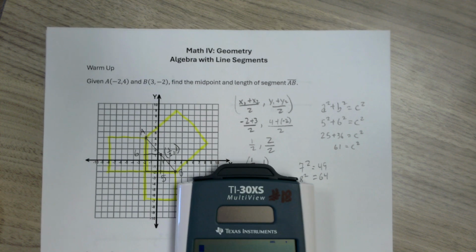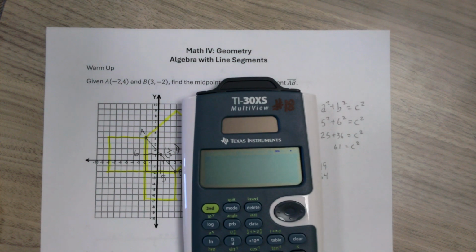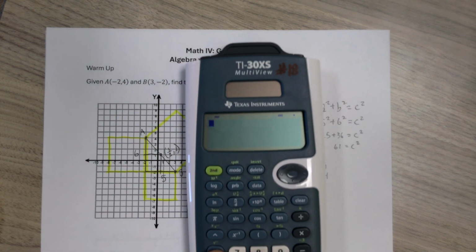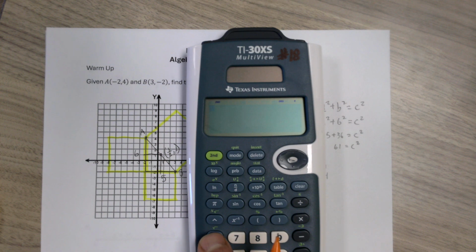So if I use a calculator, I can go ahead and put the square root, so second, and then we'll hit this x squared above it, that's the square root symbol, and we'll put a 61 in there. And so this will give us a number somewhere between 7 and 8. It'll be closer to 8 than it is 7.